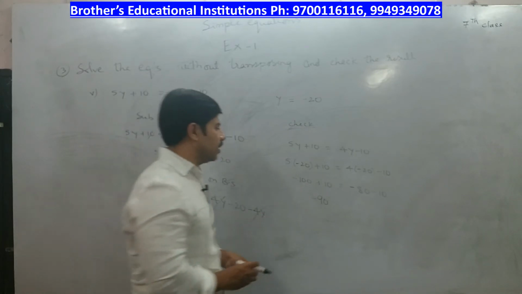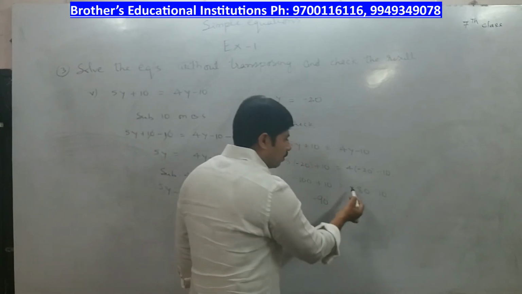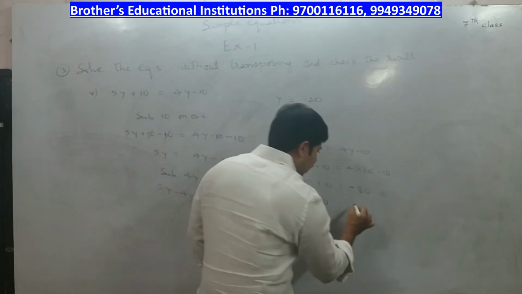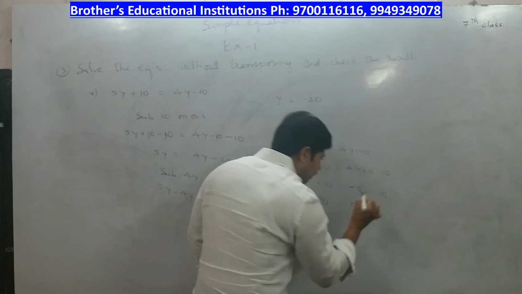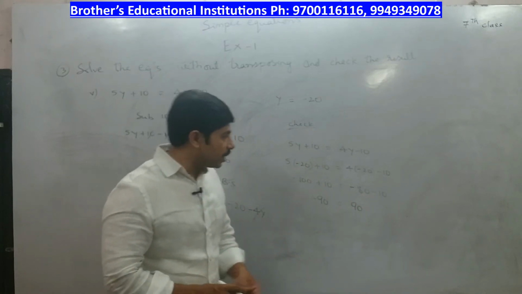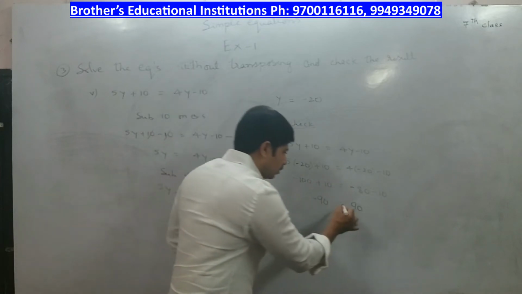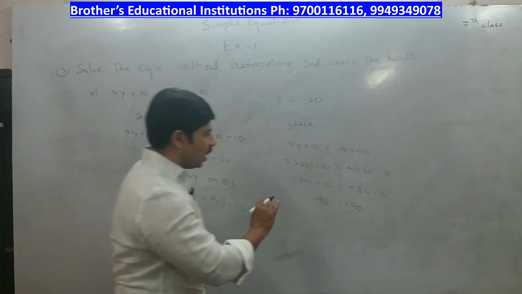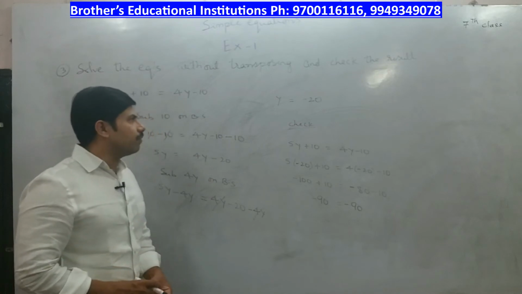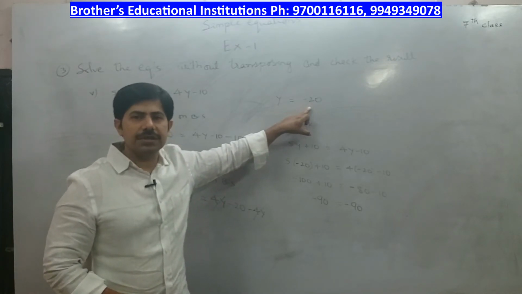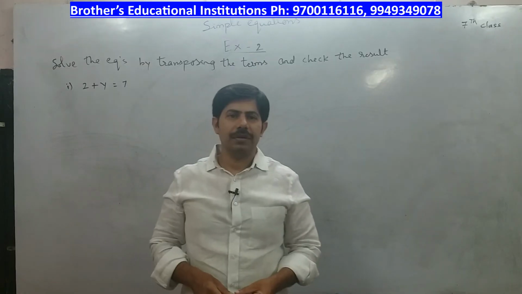So minus 90 is equal to, here minus into minus is plus. I'll add 80 and 10. I'll get 90. After getting 90, now check which is a bigger number, 80. It is having a minus sign. So you have to put minus 90. So we got LHS is equal to RHS. Therefore, we say the value of y is nothing but minus 20. Okay, this is completed.